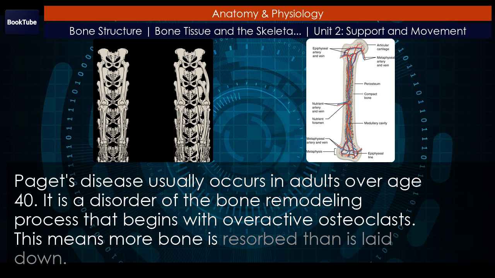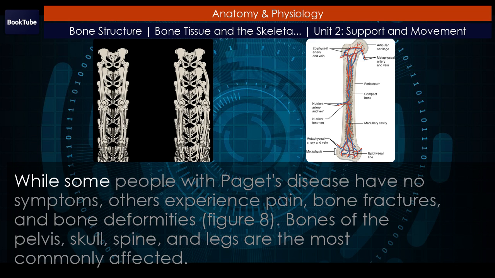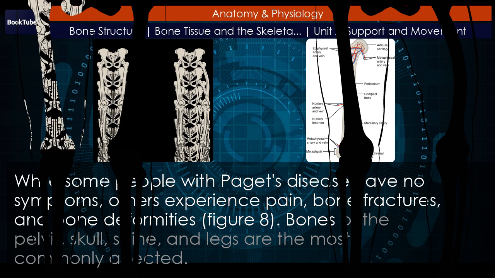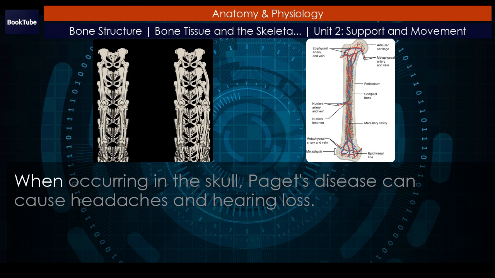This means more bone is resorbed than is laid down. The osteoblasts try to compensate, but the new bone they lay down is weak and brittle and therefore prone to fracture. While some people with Paget's disease have no symptoms, others experience pain, bone fractures, and bone deformities. Figure 8. Bones of the pelvis, skull, spine, and legs are the most commonly affected. When occurring in the skull, Paget's disease can cause headaches and hearing loss.